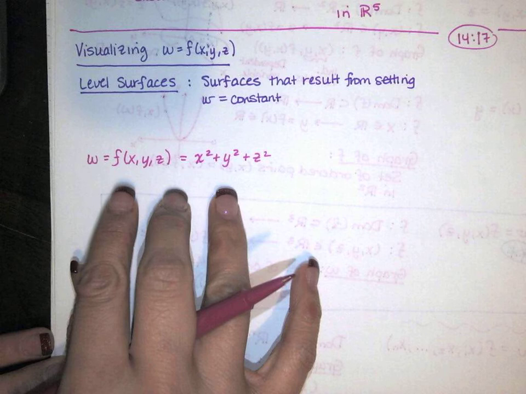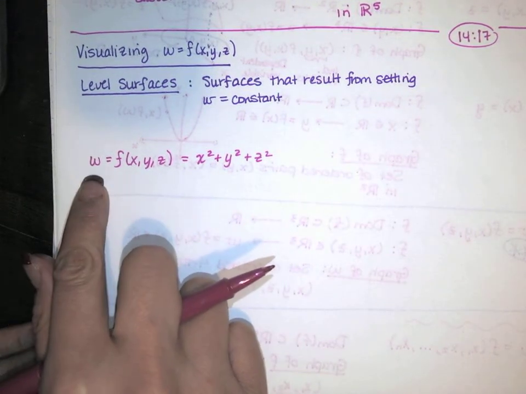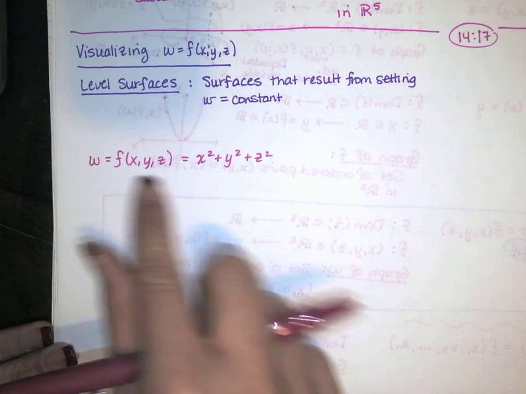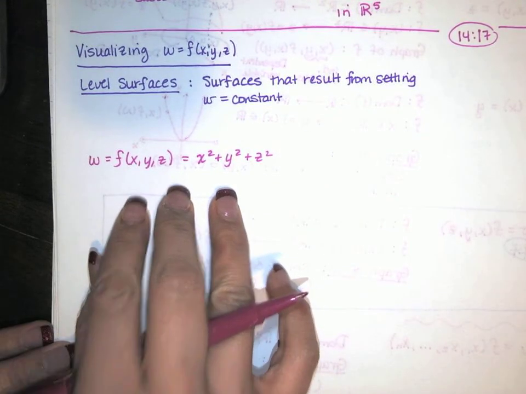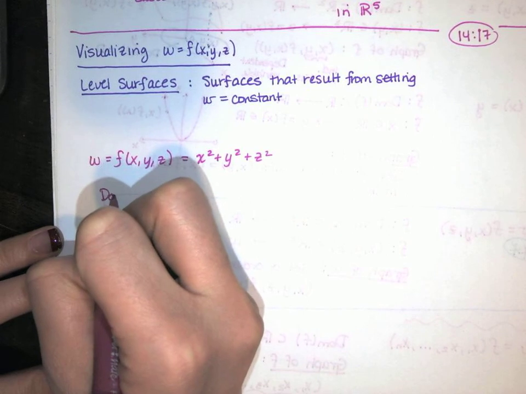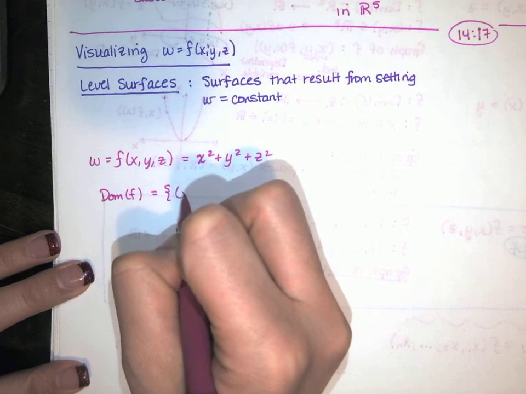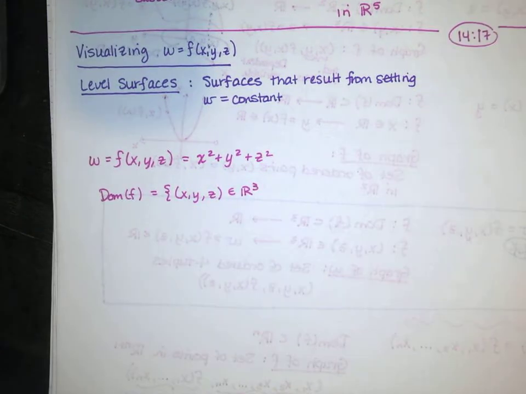Now we have to choose W whenever we graph level surfaces or level curves. You have to choose an output number that is in the range of this function. So before we start graphing level surfaces, let's think about the domain and range of this function. Now if I want the domain of f, since it's a function of 3 variables, it's going to be a subset of 3-dimensional space. And remember what we said before, we can't divide by 0, we can't take even roots of negative numbers, and we can't take logarithms of negative numbers or 0.